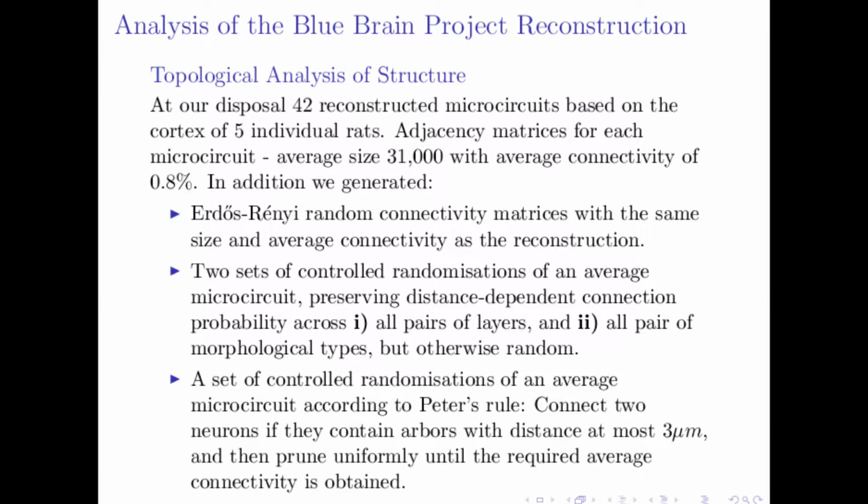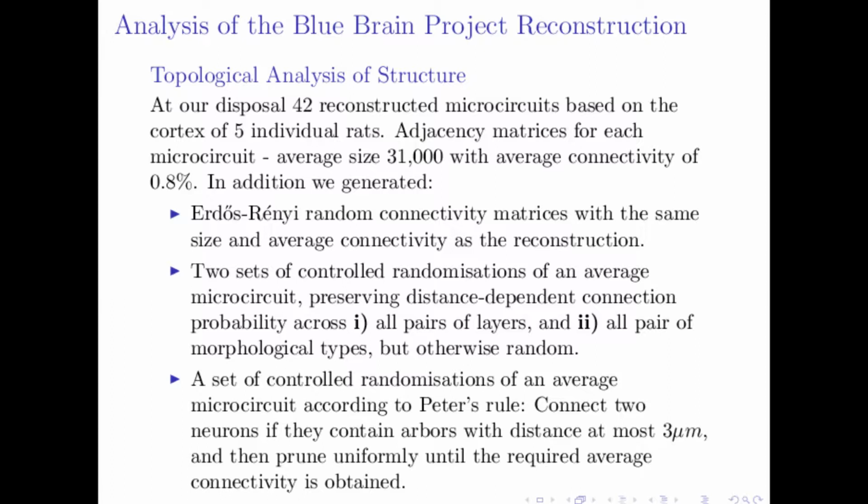And finally, we did a set of randomizations which is done very frequently by neuroscientists. We use what is called Peter's rule. Peter's rule is basically connect 2 neurons if their somas are at most 3 microns apart. If they're at most 3 microns apart, you connect them. And then you prune out to get to the correct average probability of connection. Okay? So this is something that most neuroscientists would consider a golden rule. This is more or less the way things are connected. Right, and then we computed the directed flag complex of the resulting graph.